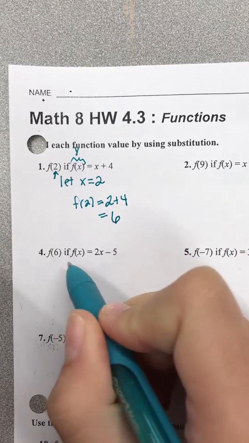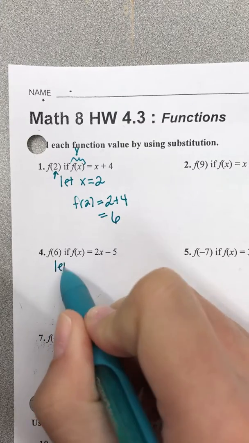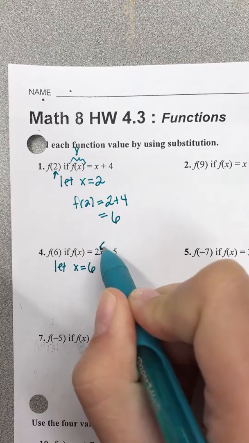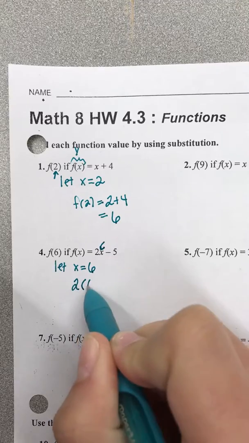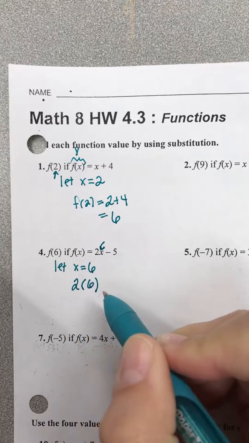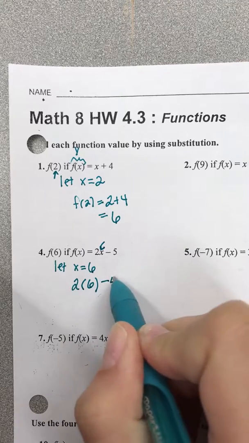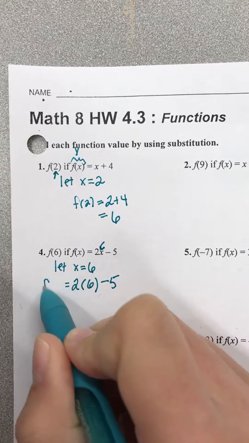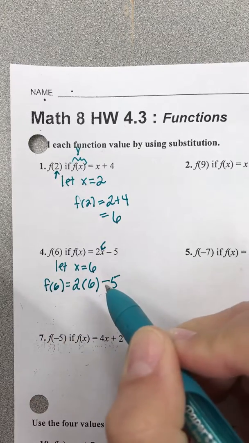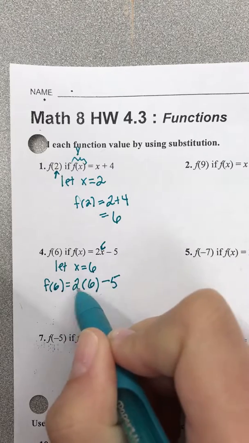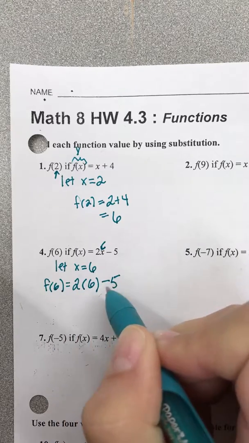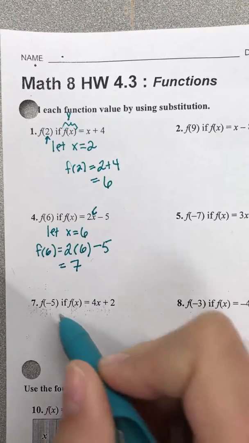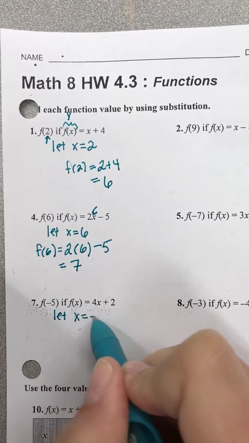If I look at question number 4, question number 4 says let x equal 6. Well, if I let x equal 6, I'm going to put parentheses around the 6 when I plug it in or substitute it into my function. So I have 2 parentheses 6 minus 5. Okay, and that is what f of 6 is equal to. If I do this mental math, I get 12 minus 5, which gives me 7.